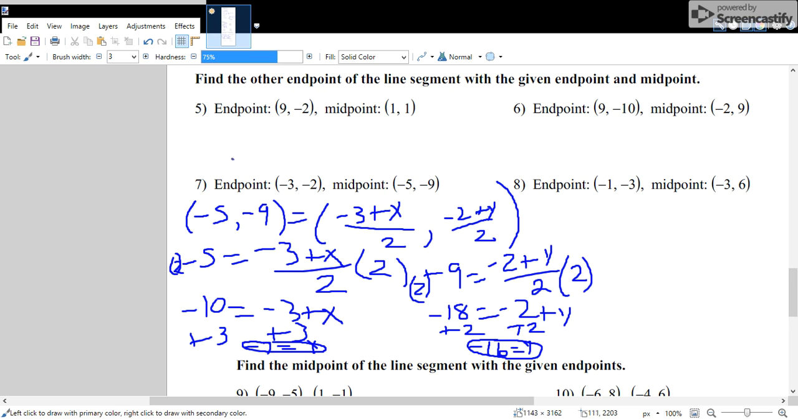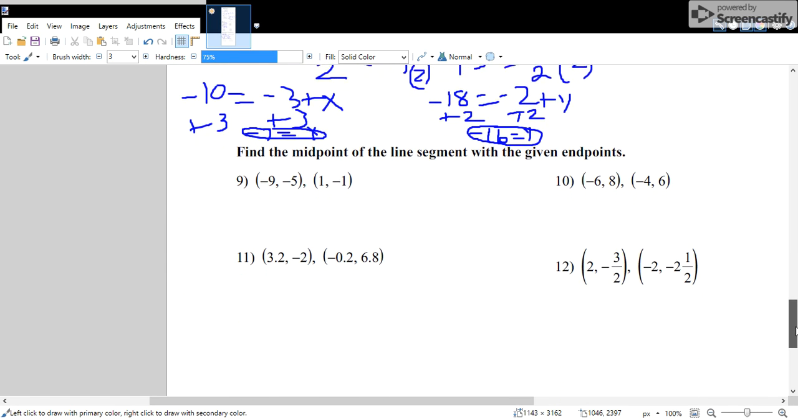So our endpoint is -7, -16. That is our other endpoint. And you'll do that for each of these other 3. Plug it into the equation, solve for x, solve for y. That's your endpoint. Let's do one more.